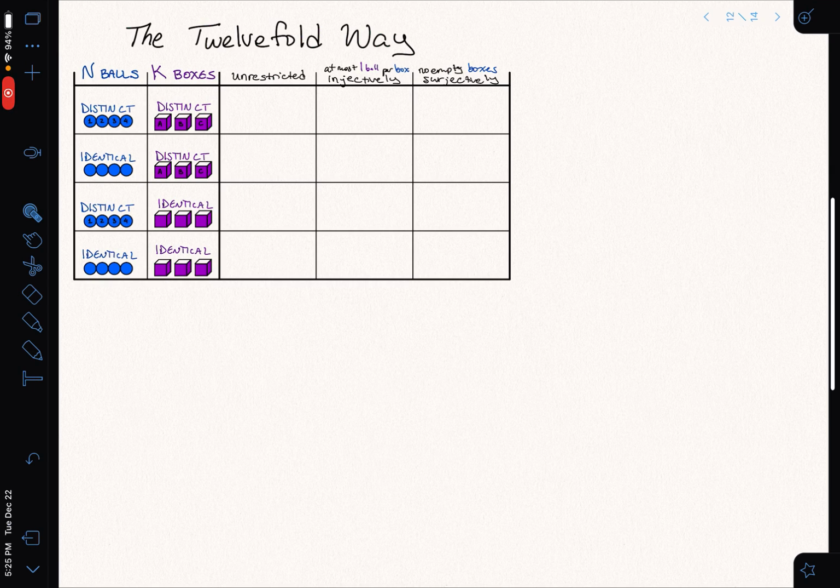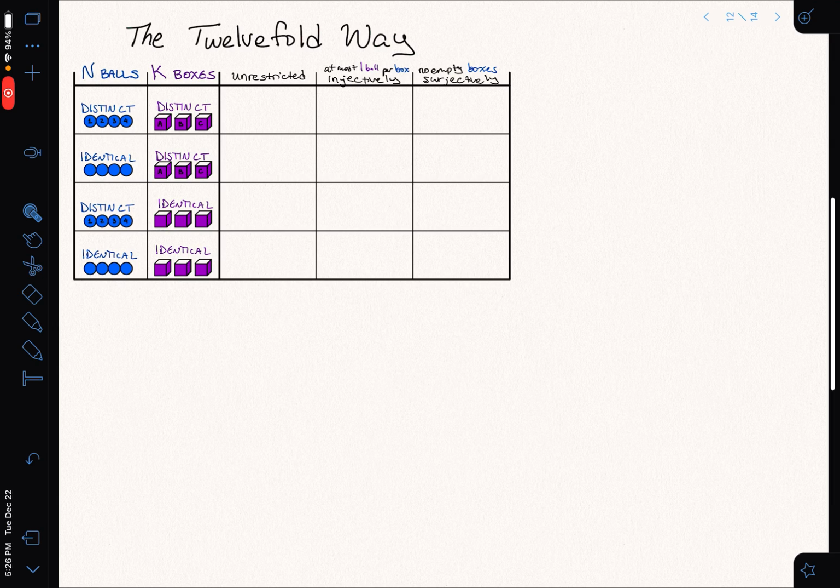So Giancarlo Rota had the idea to systematically study the number of ways to put balls into boxes. And Joel Spencer, who is a graduate student of Richard Stanley at MIT, called this the 12-fold way. We are going to systematically fill in these 12 areas with formulas for how to put N balls into K boxes. We're going to have different constraints on the balls.